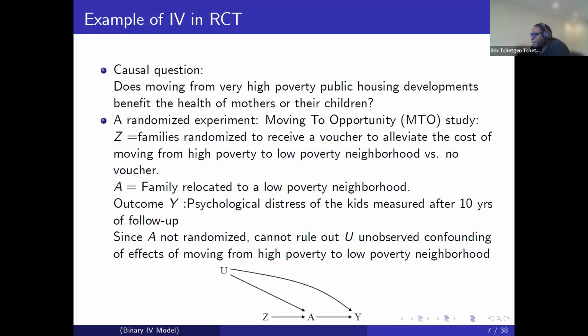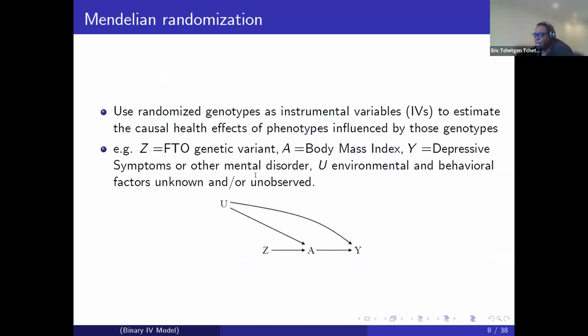Not all families that were given a voucher decided to move. There was non-compliance. Some families who were not given a voucher eventually moved out of high poverty to a low poverty neighborhood. The decision to move, A here, to take up the intervention, was not randomized. It is not randomized, and therefore one cannot rule out with certainty that there would be no unmeasured confounder U for the effect of moving from high poverty to low poverty on psychological distress of the children, for instance, after 10 years.